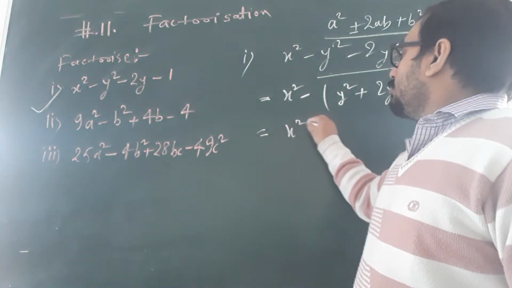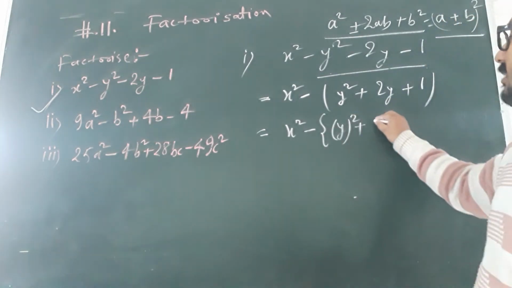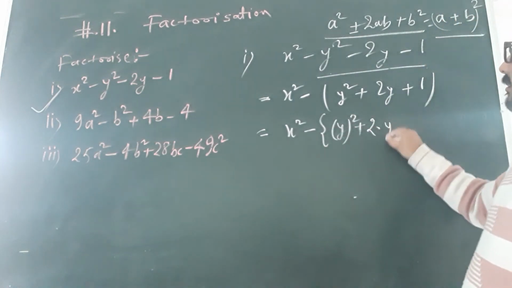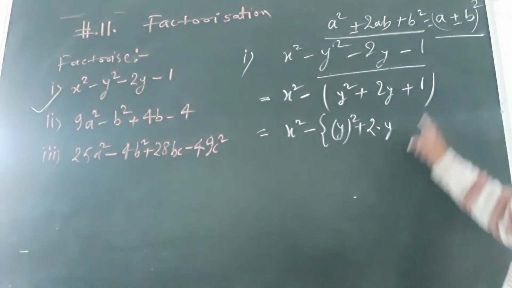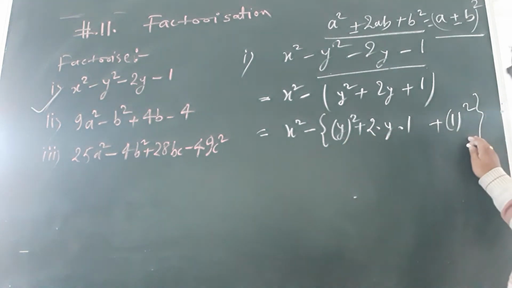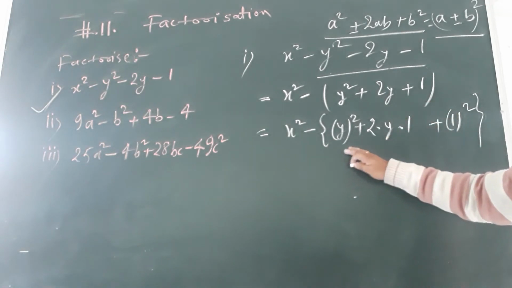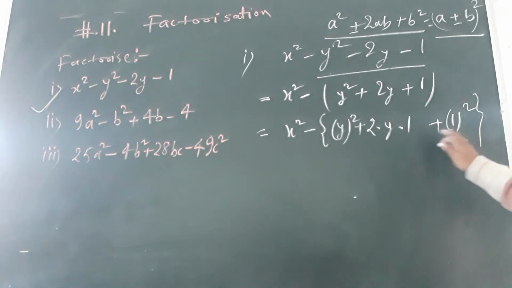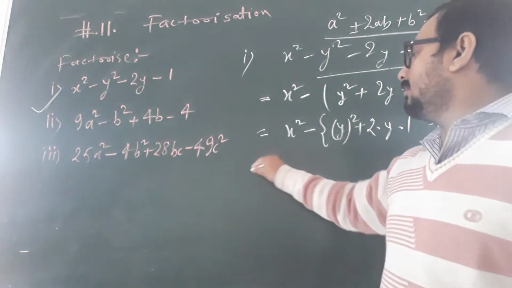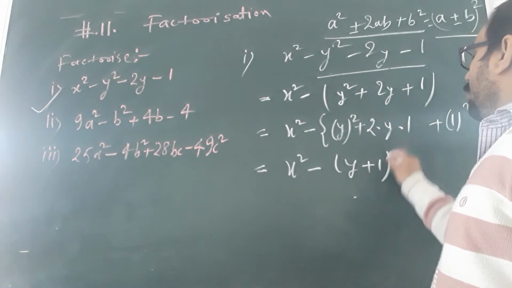This is x squared. Now it is based on a squared plus, see here, 2. This one is a, and 1 is written as 1 squared. Now this whole term is equivalent to this algebraic expression, a squared plus 2ab plus b squared. So this result gives x squared minus (y plus 1) whole squared.